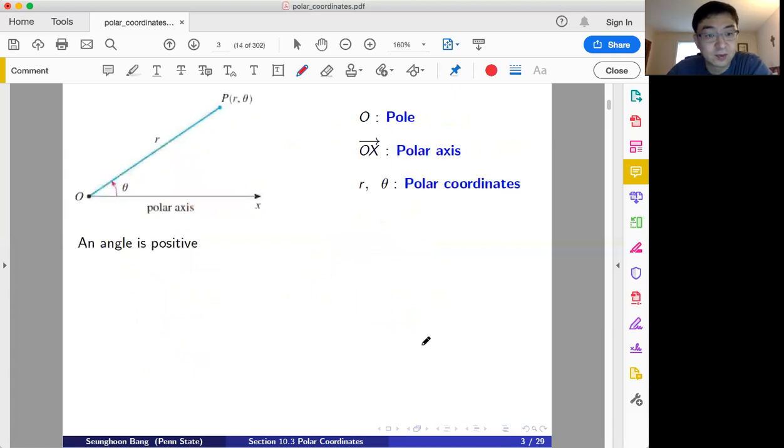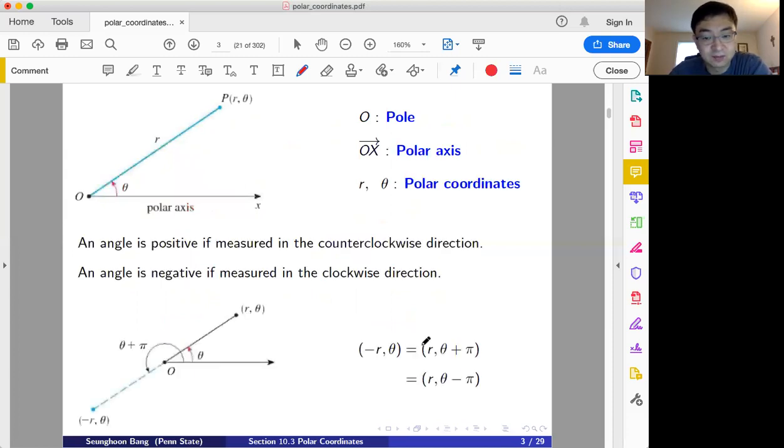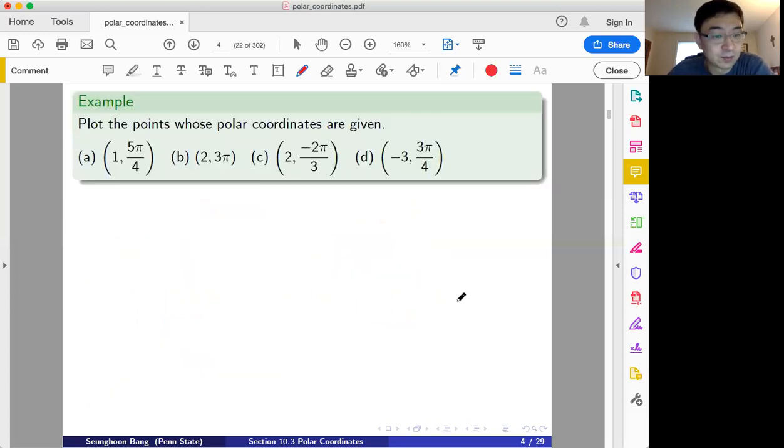Here is my explanation, the same as before. The next thing, we think about the example: how can you plot the point whose polar coordinates are given? First one, (1, 5 pi over 4). How can you plot this one?